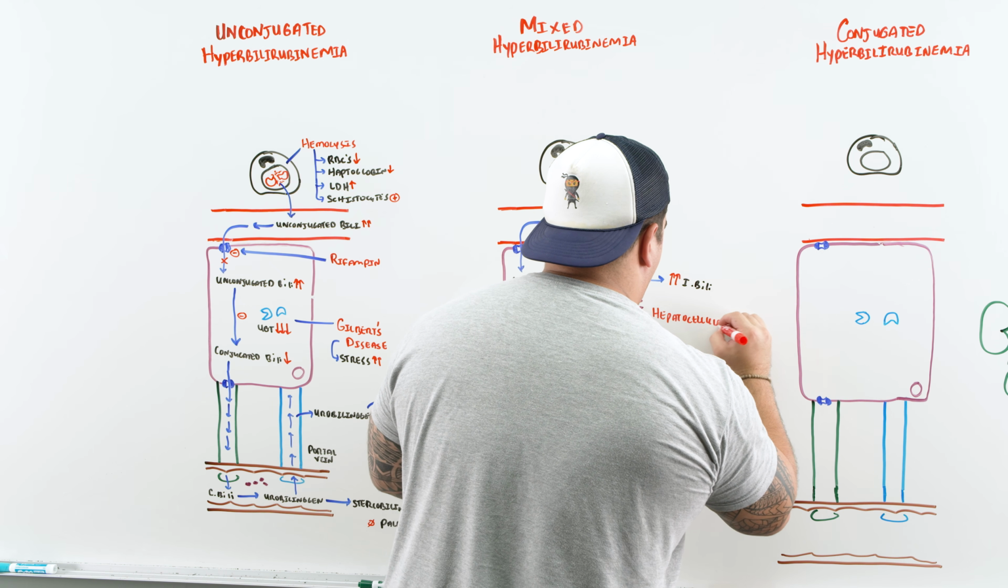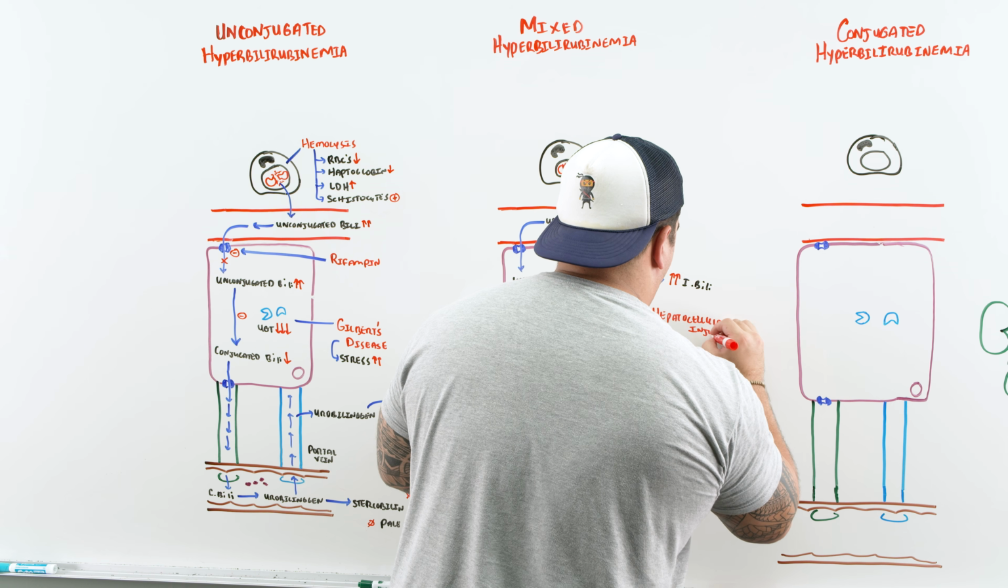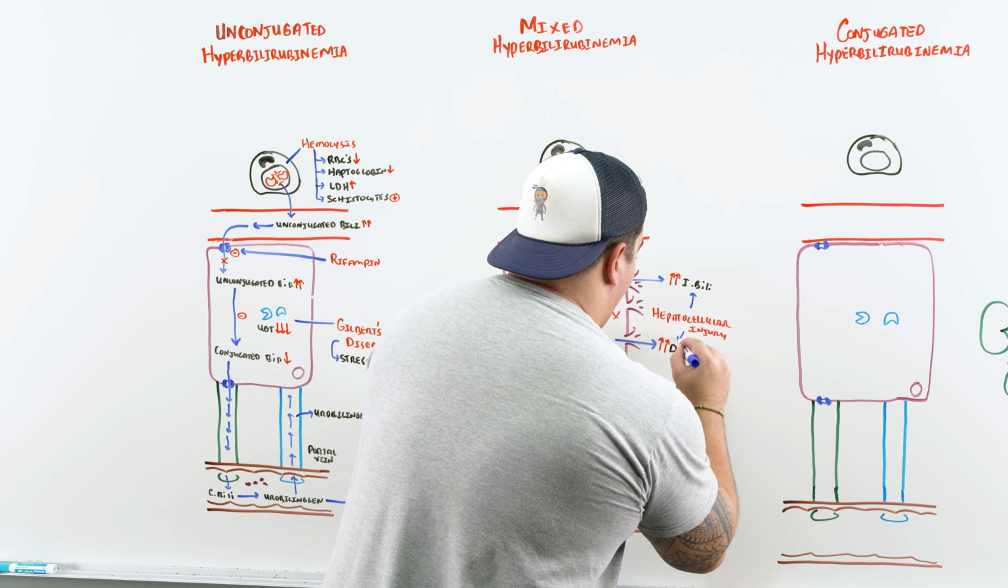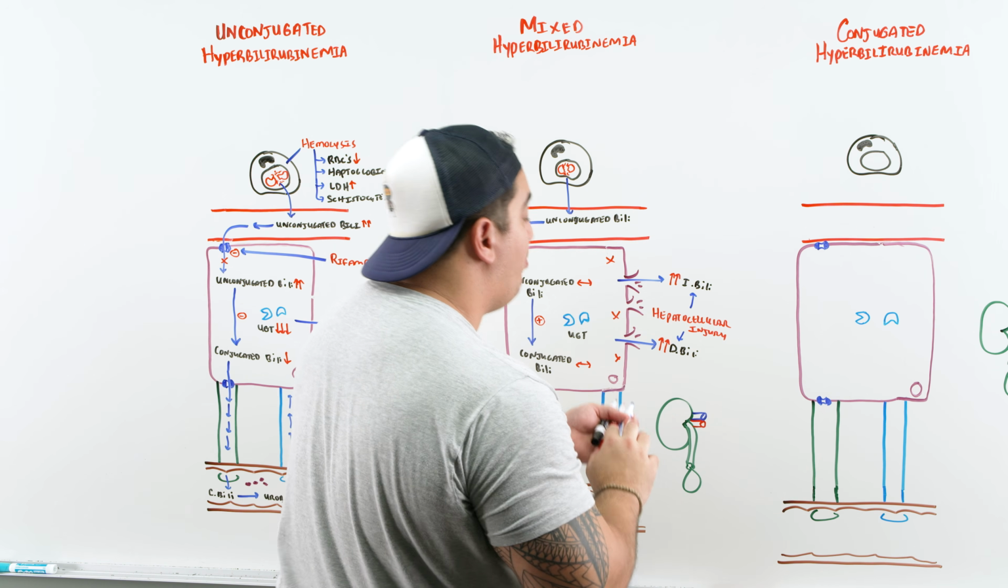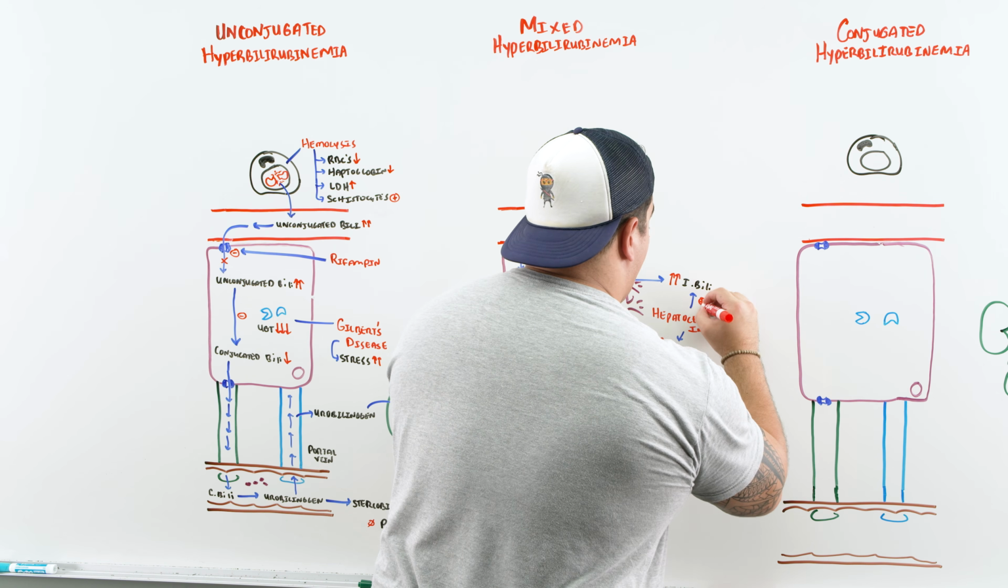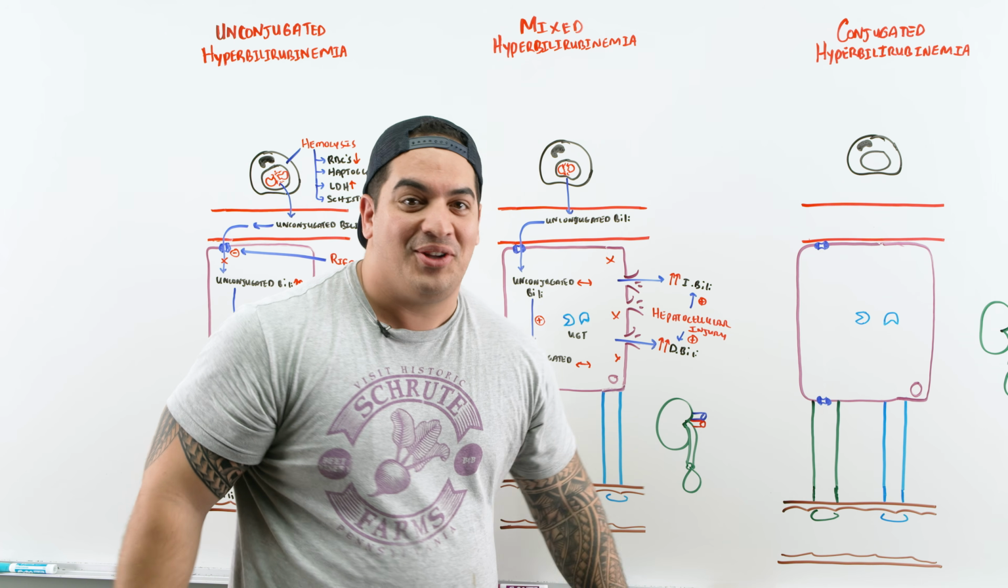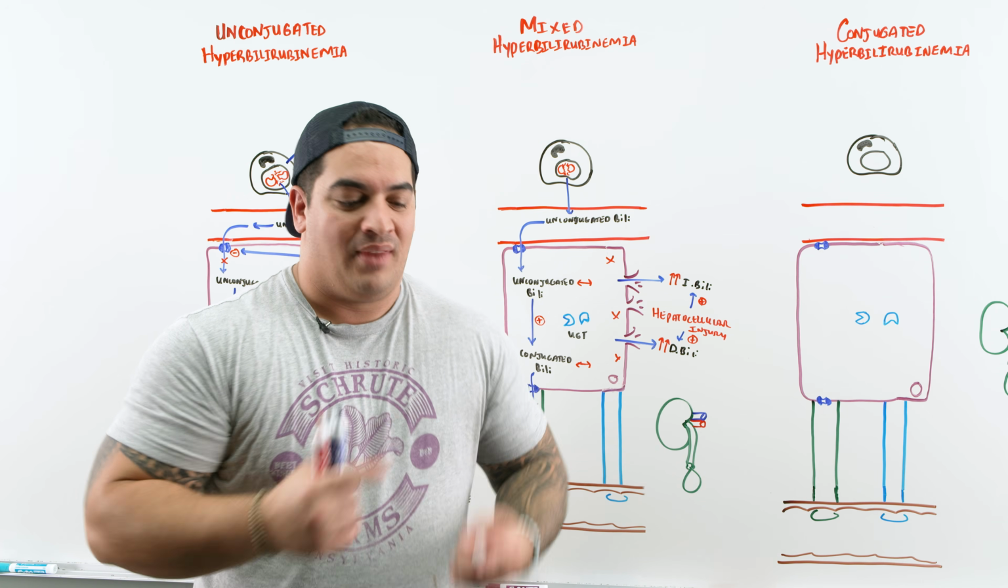Hepatocellular injury will stimulate an increase in total bilirubin. What are causes of hepatocellular injury? We already talked about this. This should be fresh in your brain.